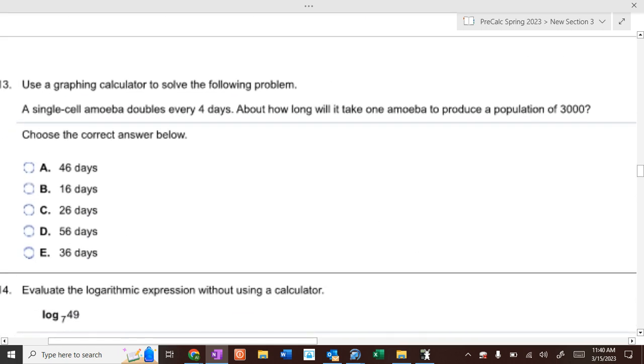Then it says, use a graphing calculator to solve this problem. A single cell amoeba doubles every 4 days. How long will it take one amoeba to produce a population of 3,000? Okay. So if it doubles every 4 days, we start out with 1. So the number of days divided by 4, you get double. Because if it doubled every day, it'd just be 2 to the x. But it doubles every 4 days, so you have to divide the number of days by 4.